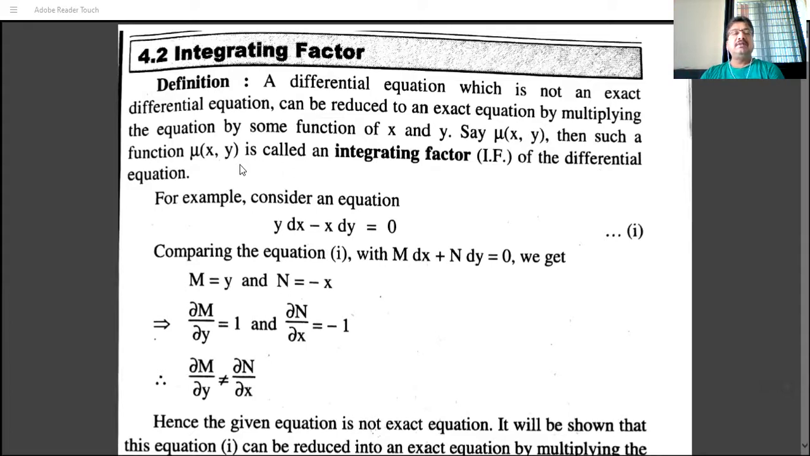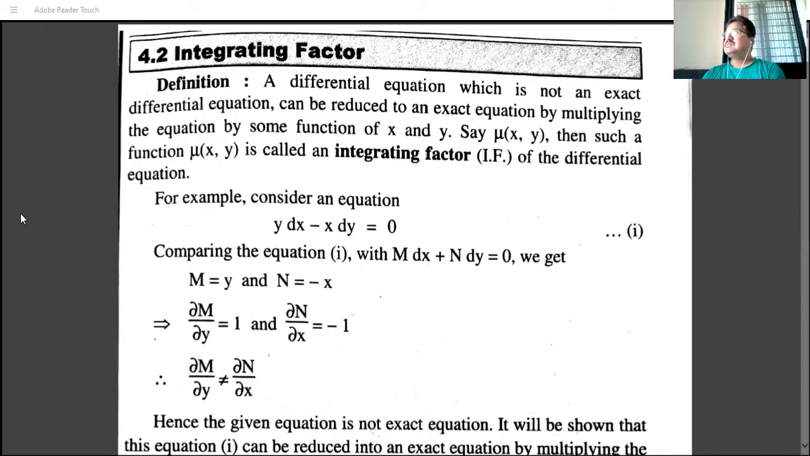We know that when the differential equation is exact, ∂M/∂y is equal to ∂N/∂x. That is, the derivative of M with respect to y and the derivative of N with respect to x are equal, then the given equation is exact. But if these two are not equal, the given differential equation is not exact, because ∂M/∂y is not equal to ∂N/∂x.